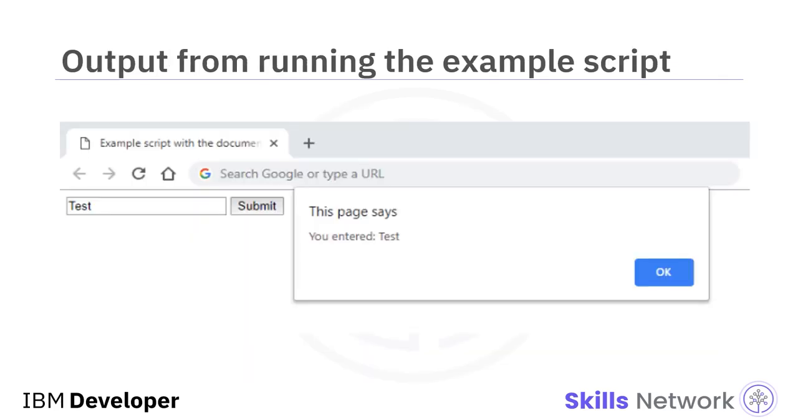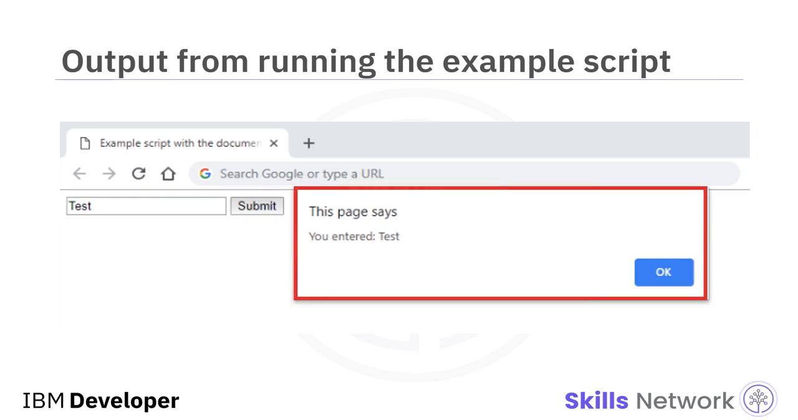Here is the output from running the code on the previous page that uses the document API. The user types test in the input field and clicks submit. The result is seen in an alert dialog box on the same page.